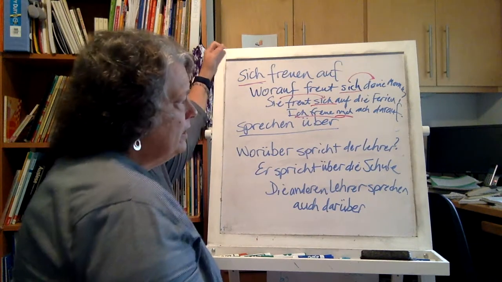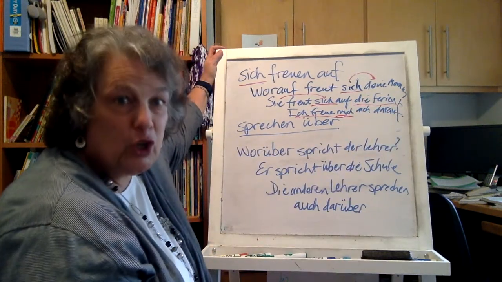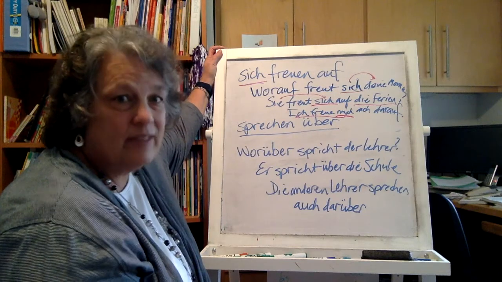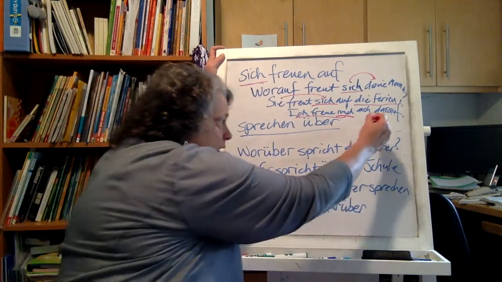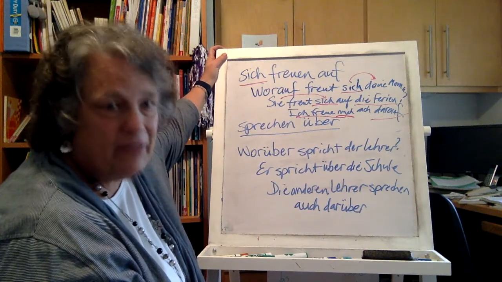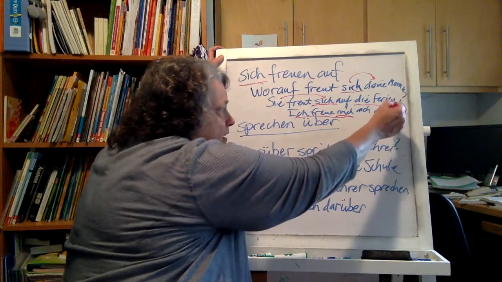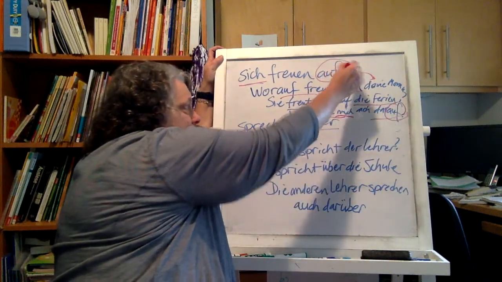There we go. Now, die Ferien. If you remember, die Ferien is a plural noun. Does the plural matter? No. The darauf is darauf, whether it's die Ferien, die Tasche, der Film, it doesn't matter. It's darauf. The auf here comes from the auf here.